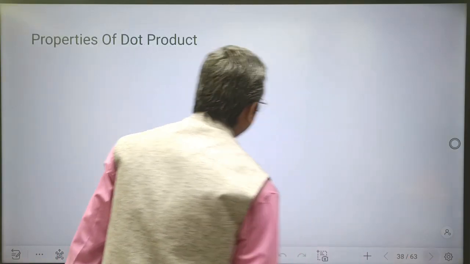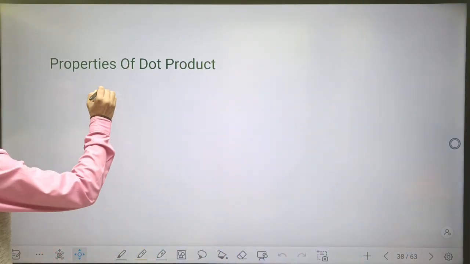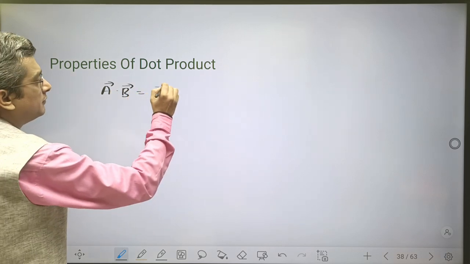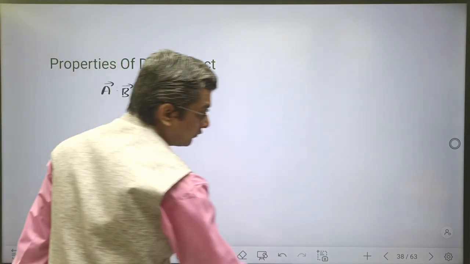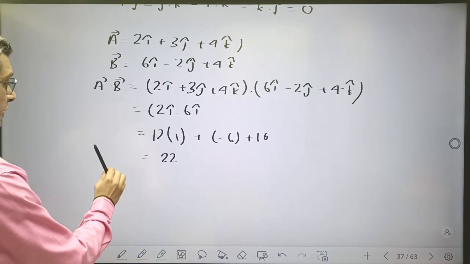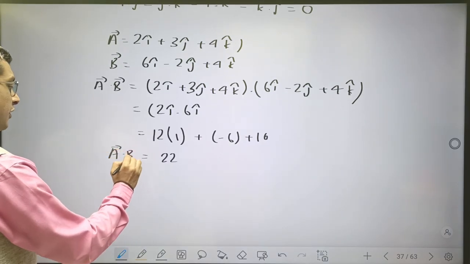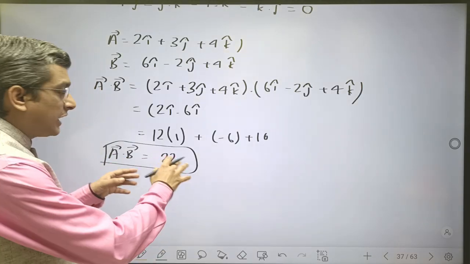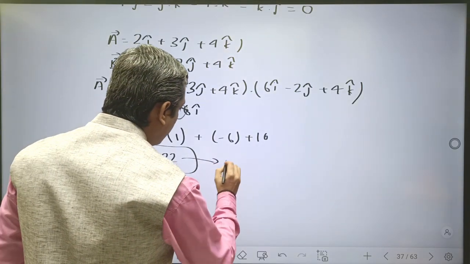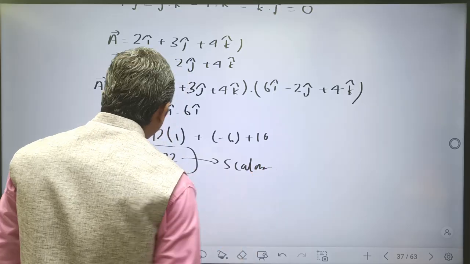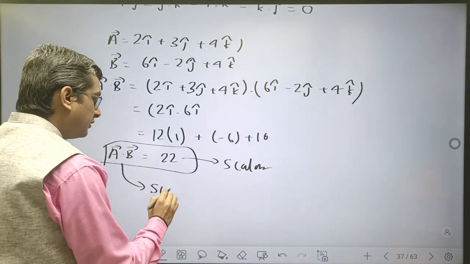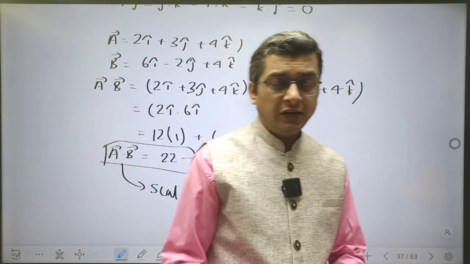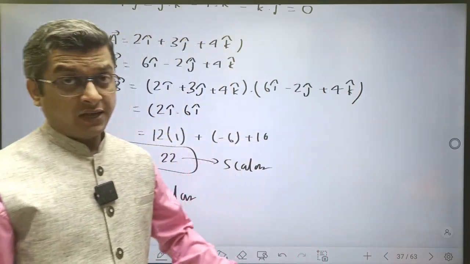Now next is properties of dot product. So dear students, it is commutative, that is a dot b is equal to b dot a. One more thing: if we have found the value of a dot b, and the final value we are getting is without any i, j and k component, we are getting only the magnitude. So that's why the dot product gives the scalar product, that is only the magnitude product.